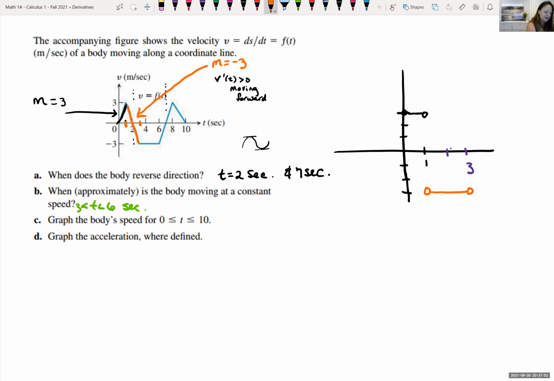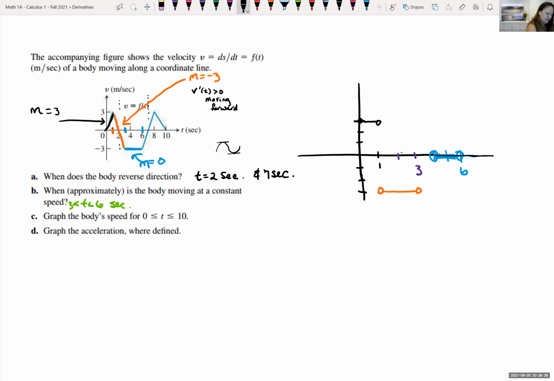If we look at the next piece of our velocity function, notice this is a horizontal line. My slope is 0 there. And so if my slope is 0 there, then I know that I'm going to have a horizontal line at my x-axis between these values of 3 to 6. Open circle because it's a sharp corner.